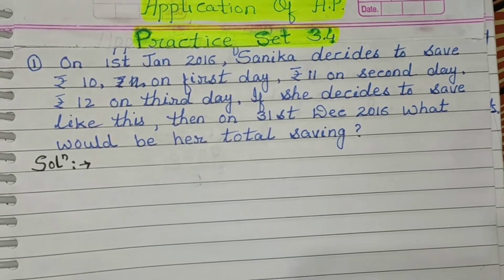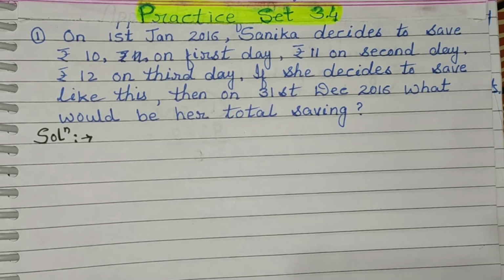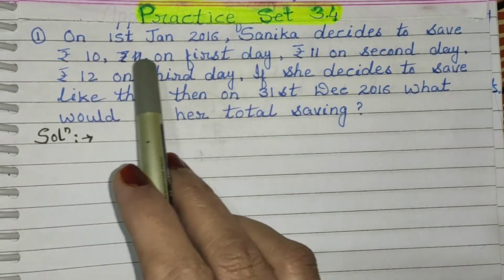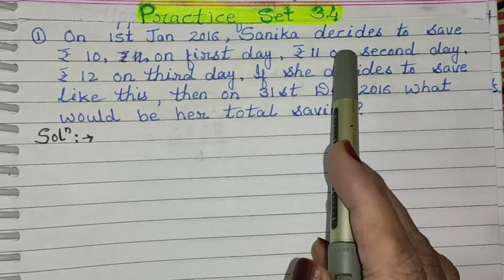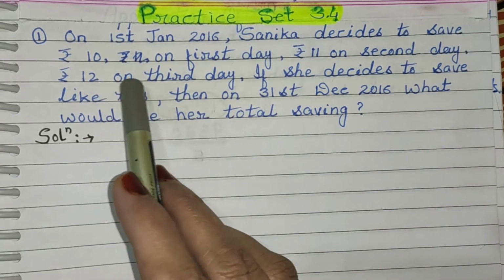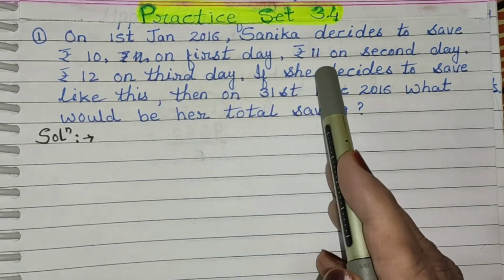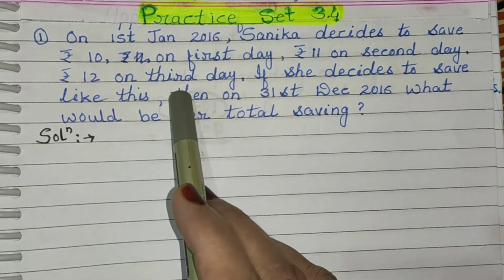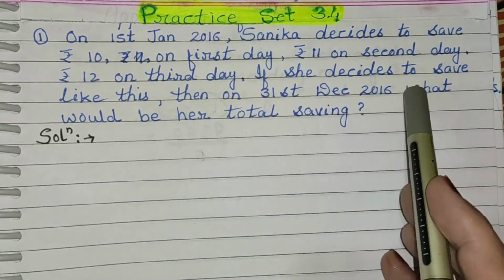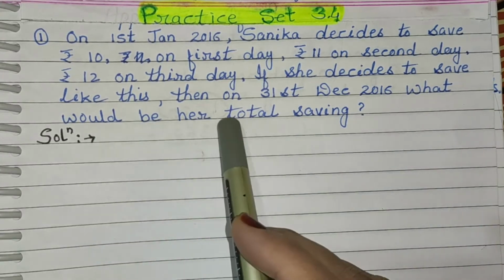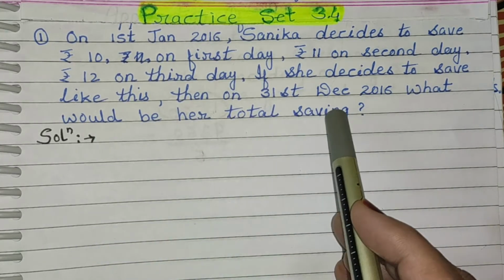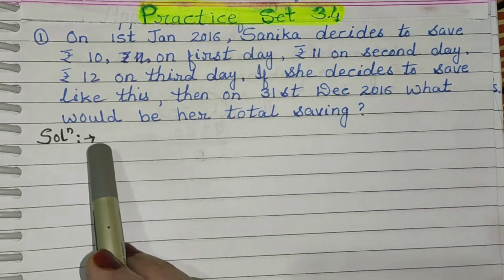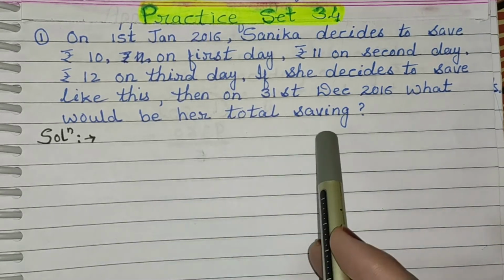Let us see how to solve practice set. First question is, on 1st January 2016, Sanika decides to save rupees 10 on first day, rupees 11 on second day, rupees 12 on third day. If she decides to save like this, then on 31st December 2016, what would be her total saving?